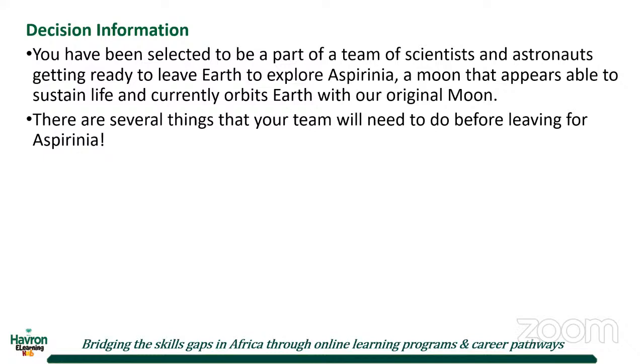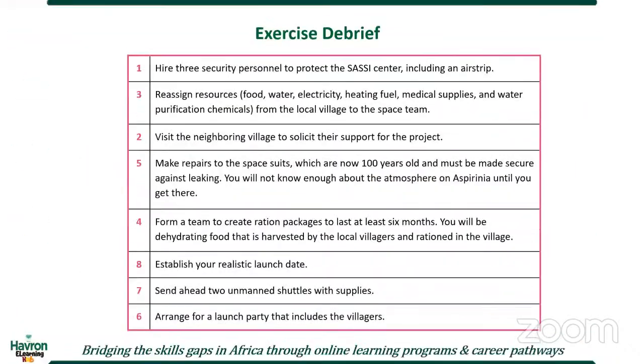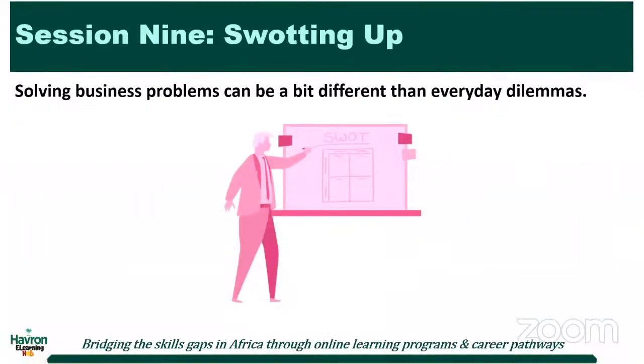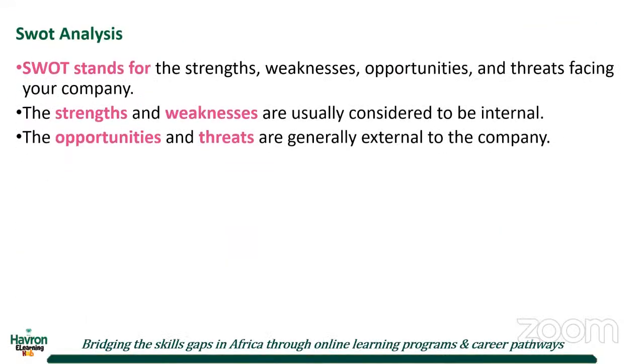But let's look at, because of time, solving business problems can be a bit different from an everyday dilemma. In this section, you will learn how to use SWOT. SWOT itself is an acronym of strengths, weaknesses, opportunities, and threats.